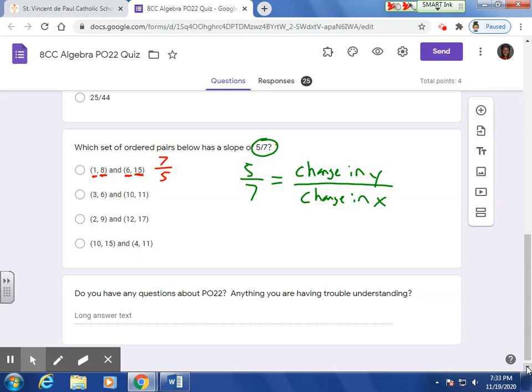The second one, 11 minus 6 is 5. 10 minus 3 is 7. Ding, ding, ding. Number 2. Okay. The difference of 11 and 6, our two y values, is 5. The difference of 10 and 3, our two x values, is 7. So change in y, 5, over change in x, 7. Those would be the two ordered pairs that give you that slope.